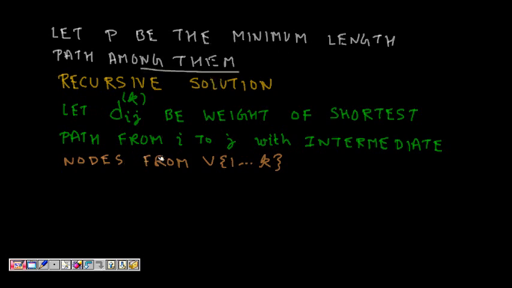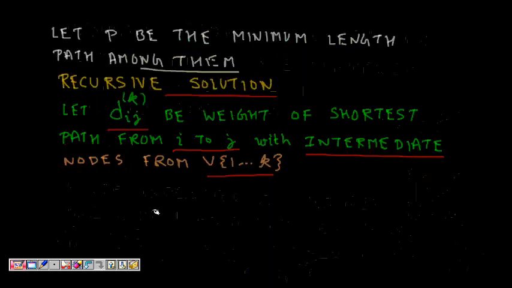So let P be the path which has the minimum weight. We will now try to form some recursive solution, and that's what we represent as Dijk. This represents the minimum distance path from node i to node j, with the intermediate nodes in the path being from node 1, node 2, node 3 till node k. So this is the definition of Dijk, the shortest path from node i to node j with intermediate nodes from V1 to k. Okay, and we saw the example here.